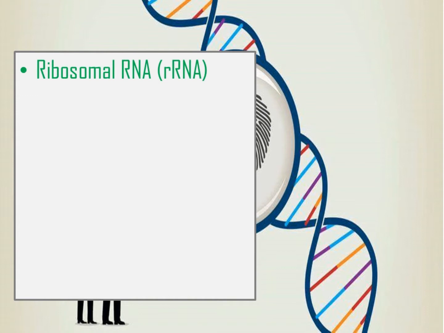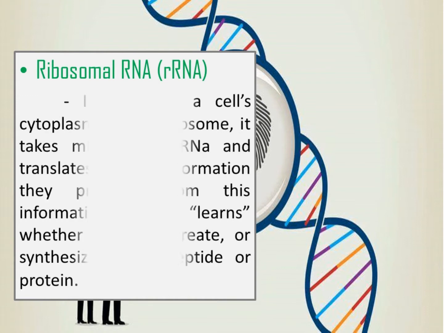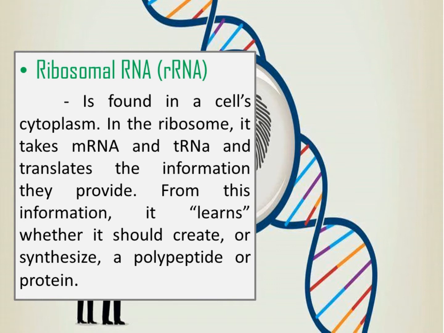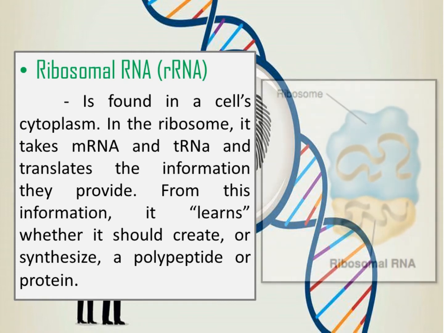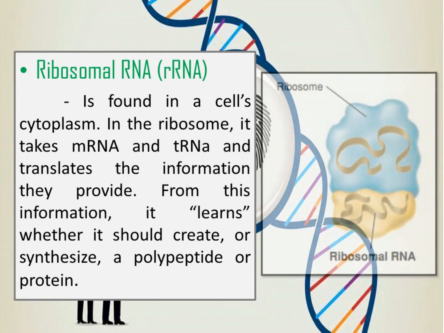Ribosomal RNA, rRNA, is found in a cell cytoplasm and is closely related to mRNA as its helper. It literally transfers amino acids, the core components of proteins, to the mRNA in a ribosome.